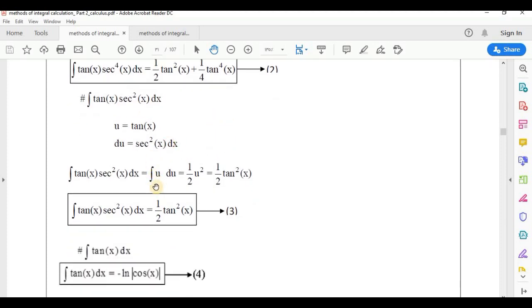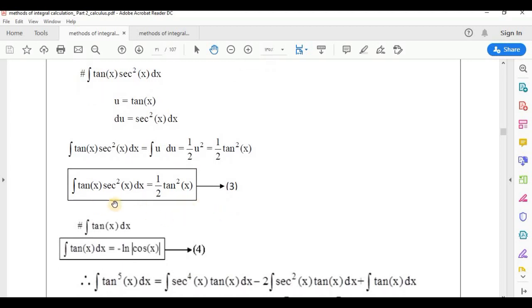After putting the integral in terms of u, it will become the integral of u du, and it will be equal to half u to the power 2. The last step, we will put the integral in terms of x. It will be half tan square x. So the result for this integral will be this value, and we will call it equation number 3.